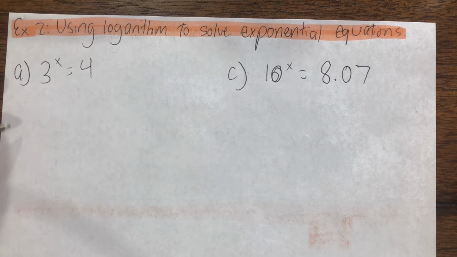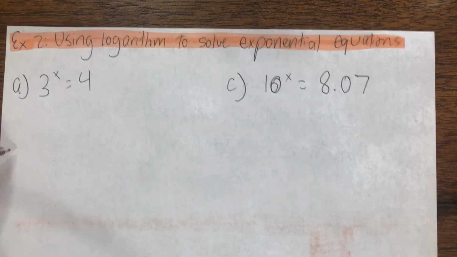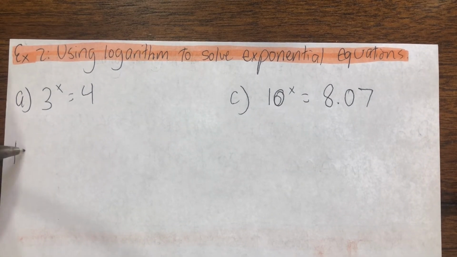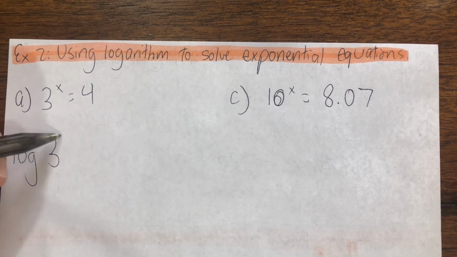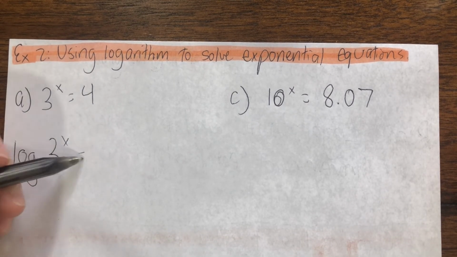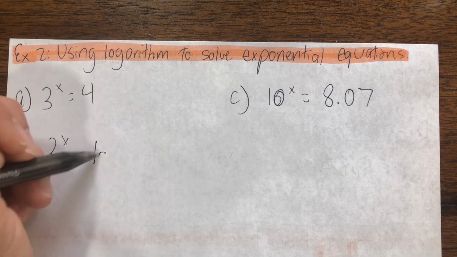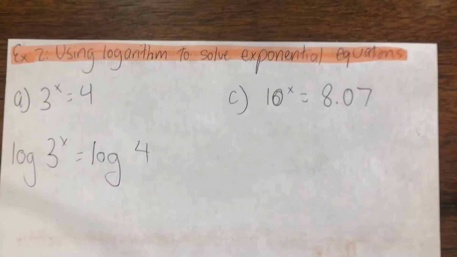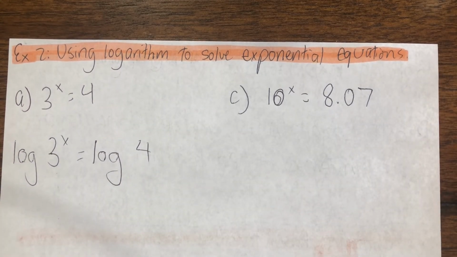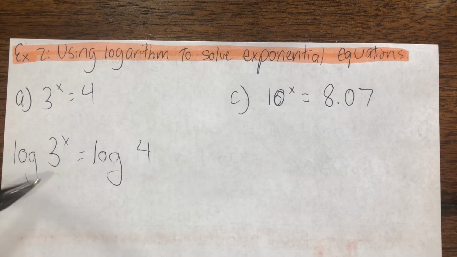So I'm just going to put log on the left side. So we have log of 3 to the x power. Now remember, whatever I do on one side, I have to do on the other side. So I'm going to put log on this side as well, and I have 4. I'm just using the common log where my base, meaning the number that would be in the middle, would be 10. All right? So I have log of 3 to the x equals log of 4.